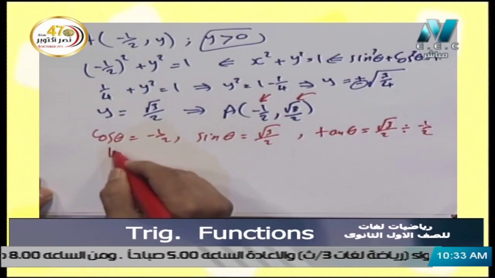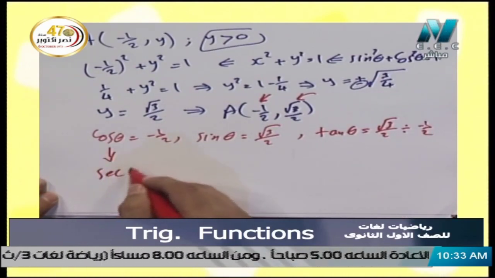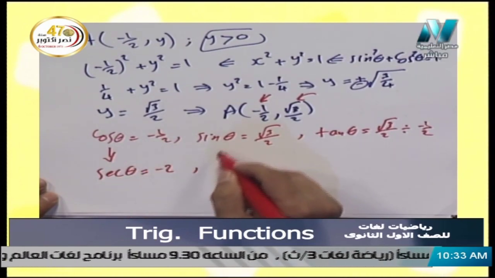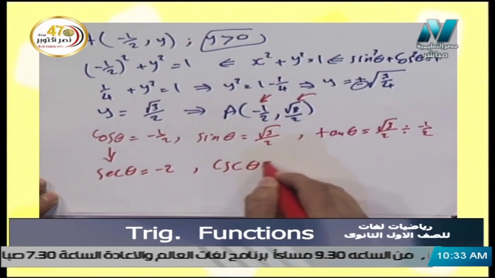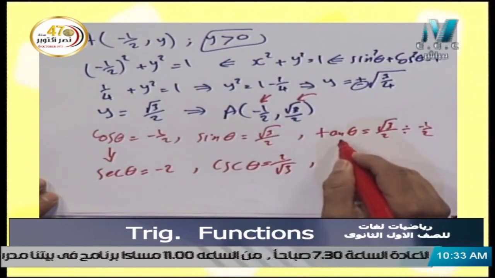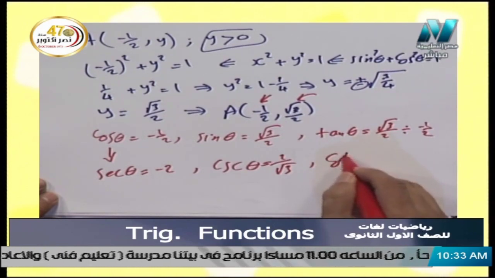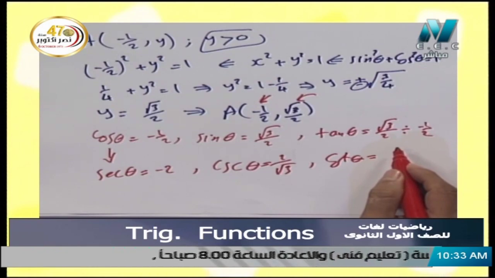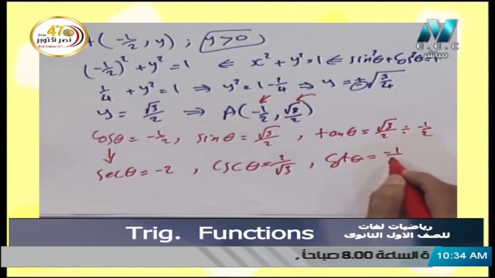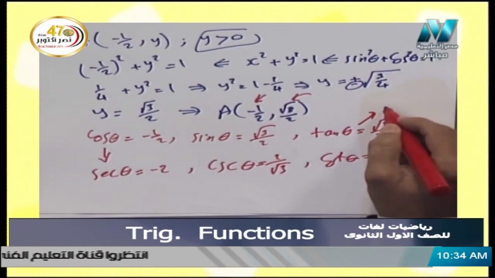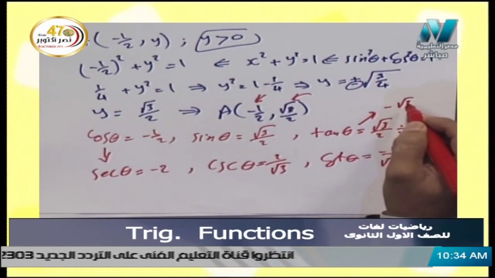The reciprocal of cosine is sec theta, equal to negative 2. The reciprocal of sine is cosec theta, equal to 2 over root 3, and the reciprocal of tan is cotan theta, which is the reciprocal of this number, negative 1 over root 3, because tan theta here is negative root 3.